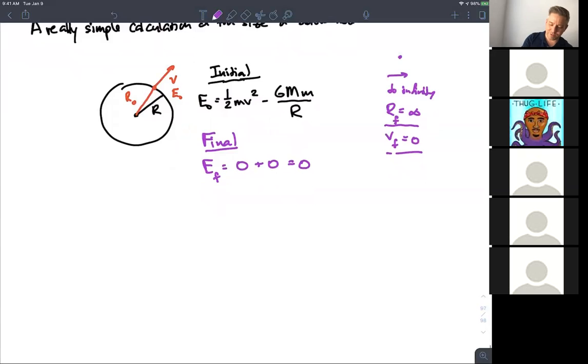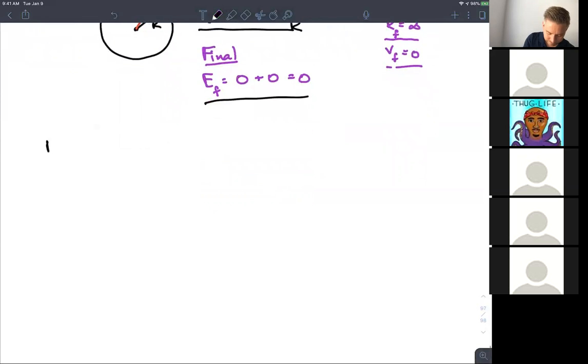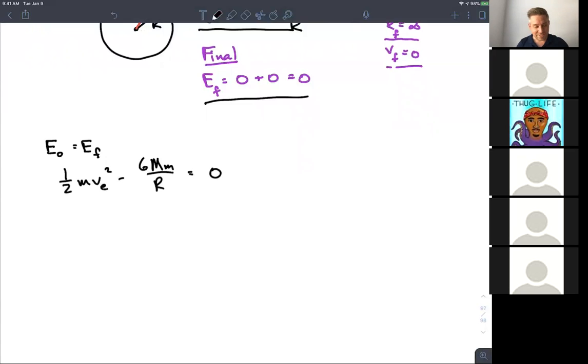All right, so now what we do is we conserve energy. We just say that the initial energy must be equal to the final energy. So in other words, 1/2 m v escape squared minus G big M little m over r is equal to 0. So easy a biologist could do it, right, folks?